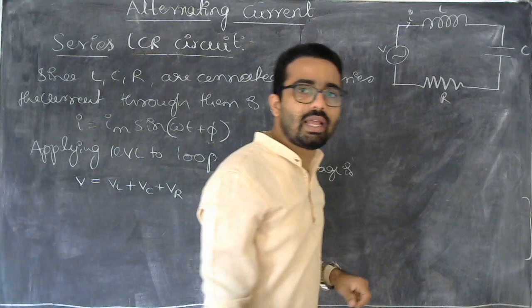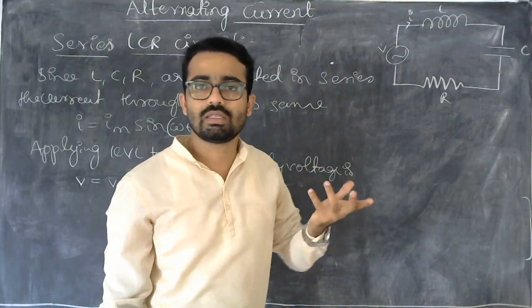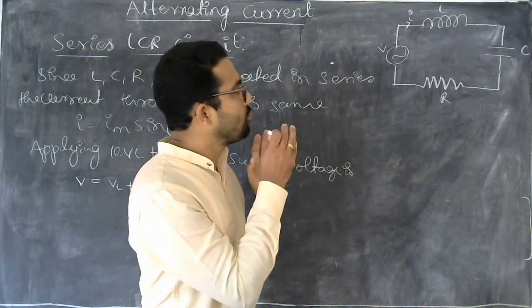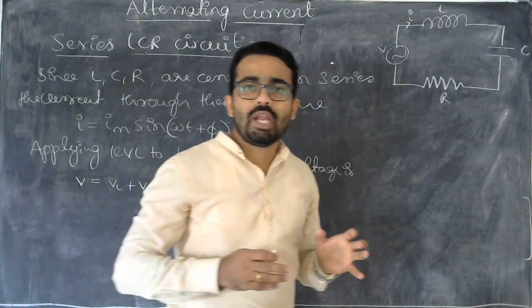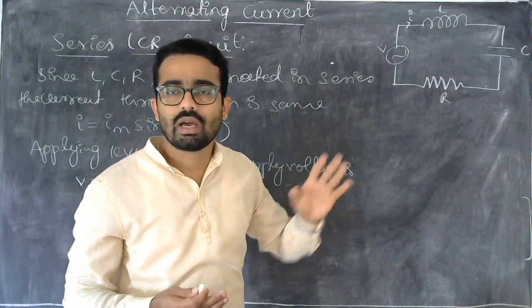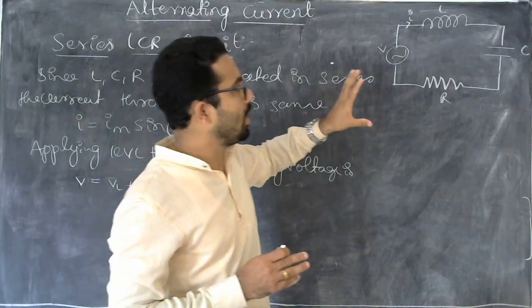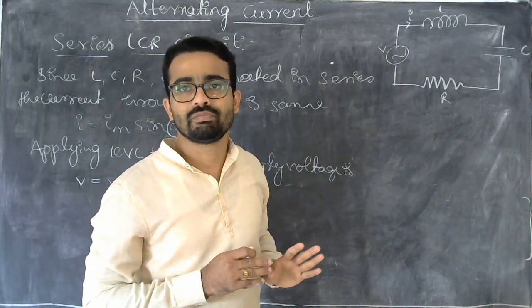Three components are there, and they have the alternating quantities. That is voltage and current. Since we have a three component circuit, it will be difficult for us to show the phase difference between the current and voltage, since it becomes complex.